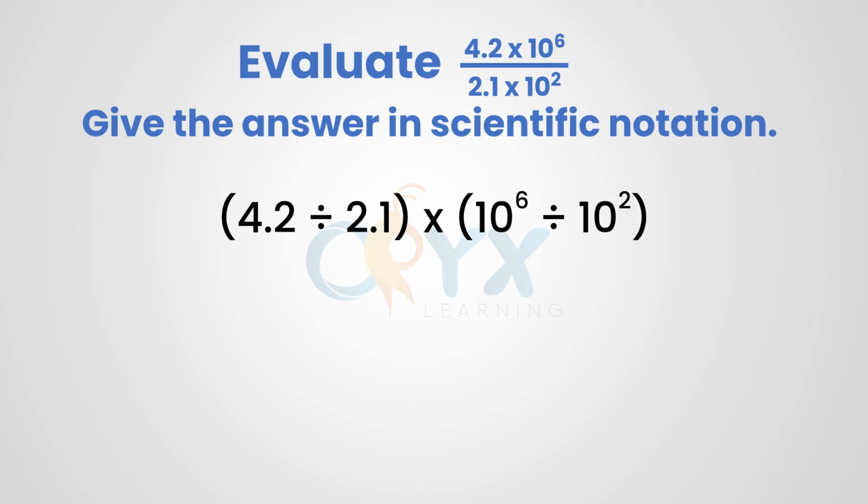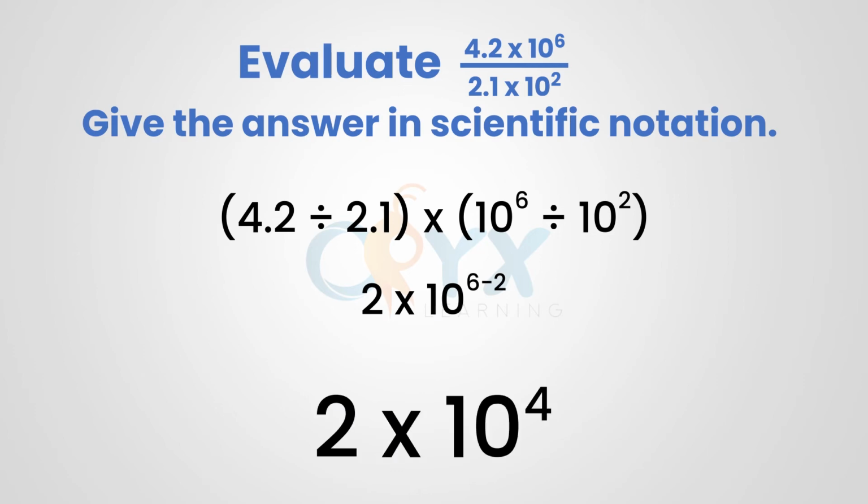Dividing the values, 4.2 divided by 2.1 will result in 2. 10 to the 6th divided by 10 squared, our quotient property states that we will subtract the exponents, and 6 minus 2 is 4. So 2 times 10 to the 4th is in scientific notation, so that becomes our final answer.